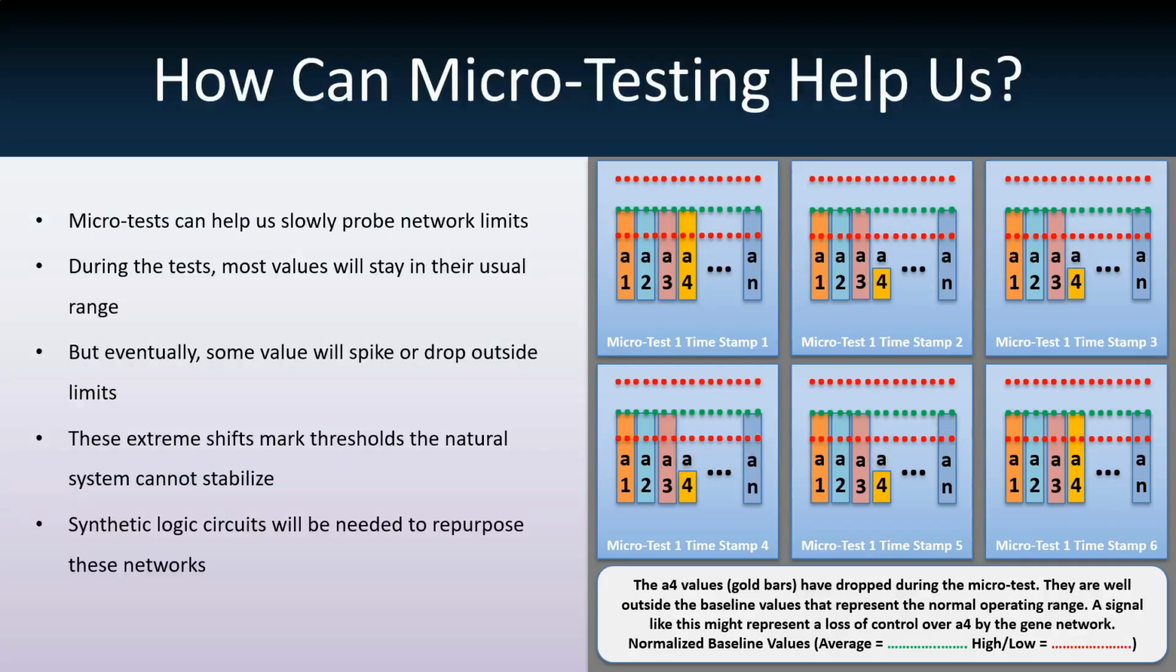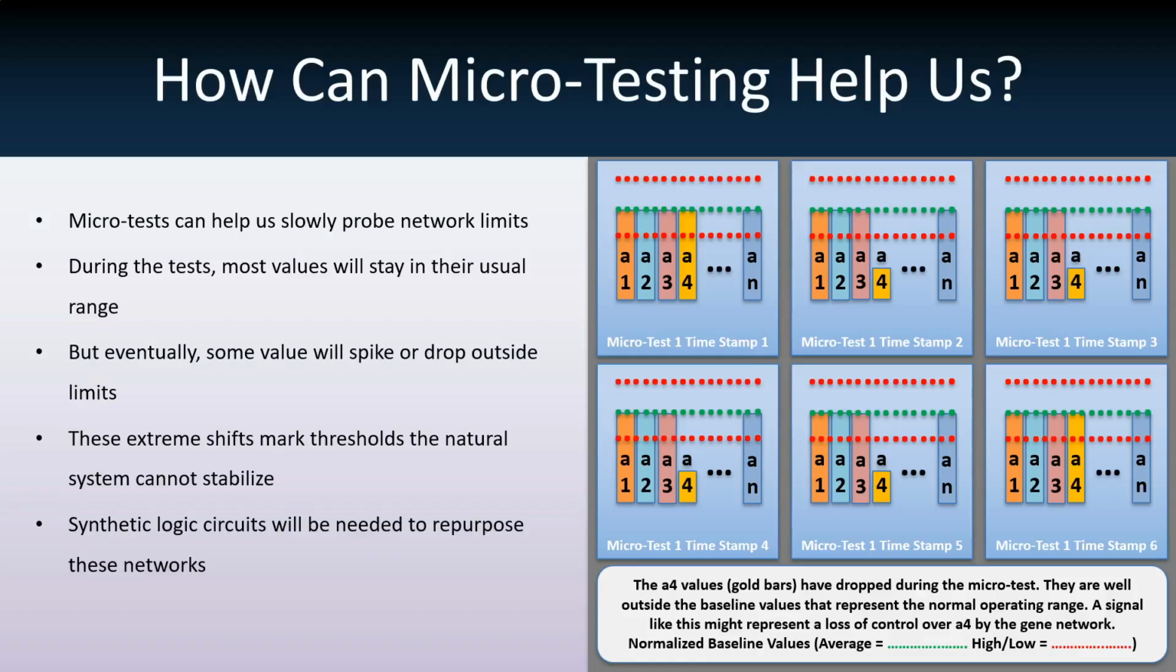How can microtesting help us? If the goal is to rebuild our gene networks for longevity, the results of these microtests help us find the boundary conditions, the places where the system breaks its normal behavior. Real gene networks have loops, convergences, bottlenecks, and hidden gates that can behave in unpredictable ways.